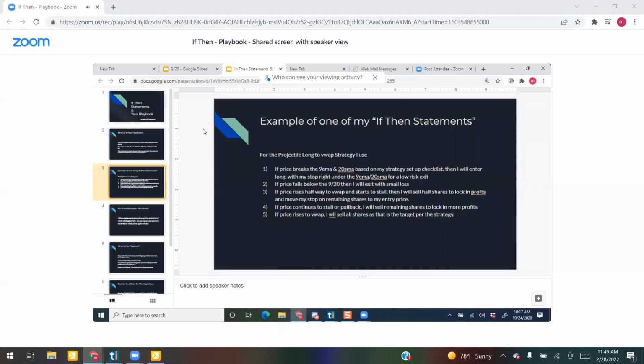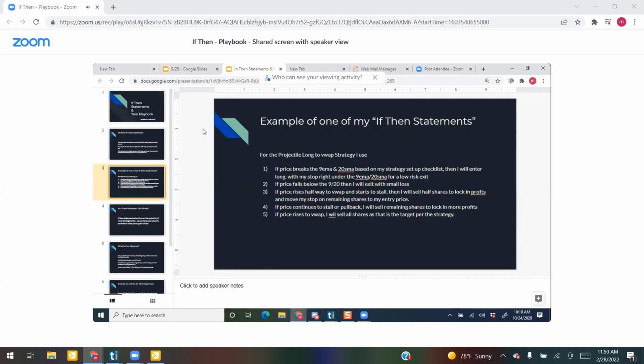Now, Ray, Greg, and other folks might have different if-then statements for the projectile long strategy, but that's because every individual has a different trading strategy, a different trading style or thesis, and that's okay. So what I'm talking about here is what I use as if-then statements for the projectile long strategy. For me, if the price breaks above the 9 EMA and the 20 SMA, then I will enter long with my stop right underneath the 9 to 20 for a low risk exit.